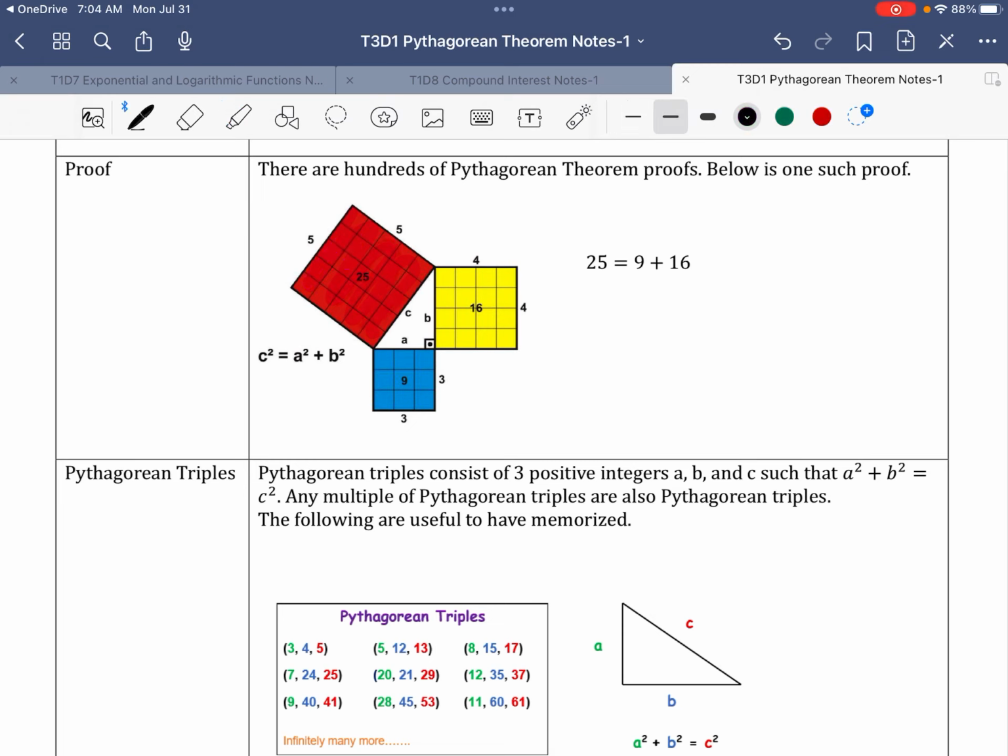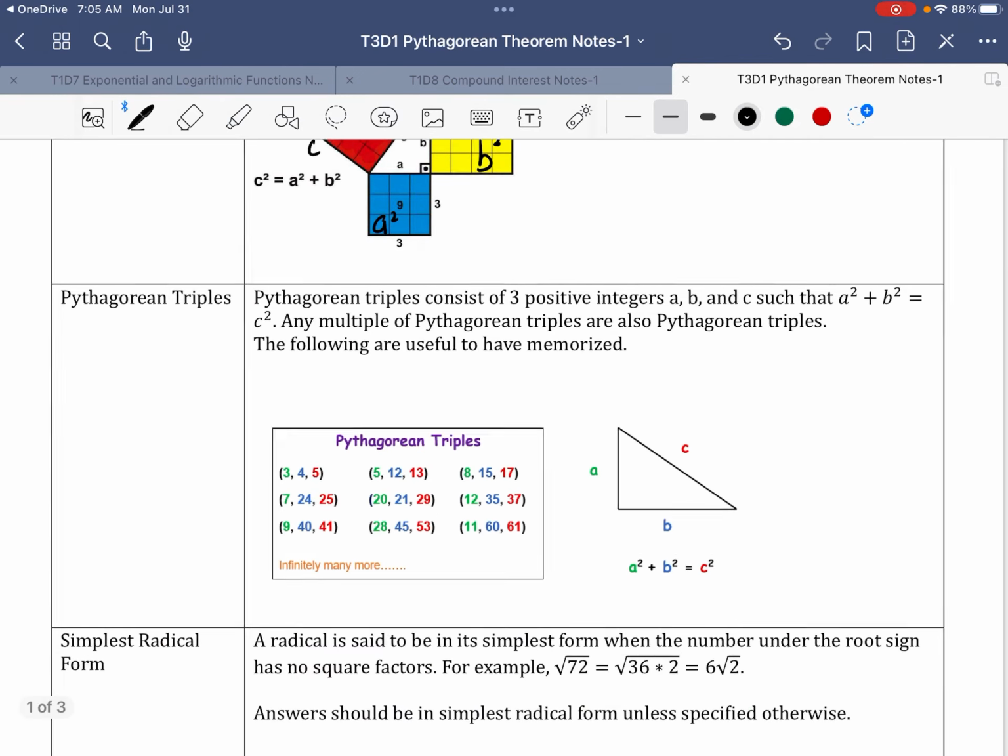represents C squared, right? Because that side is C, this side is C, C times C is C squared, right? Since C is equal to 5, 5 squared is 25. Similarly, our yellow square is equal to B squared, and our smallest blue square is equal to A squared. And when we add up the values, right, 9 plus 16, it equals 25. So this is like a visual, area-based proof to show that the Pythagorean theorem works.